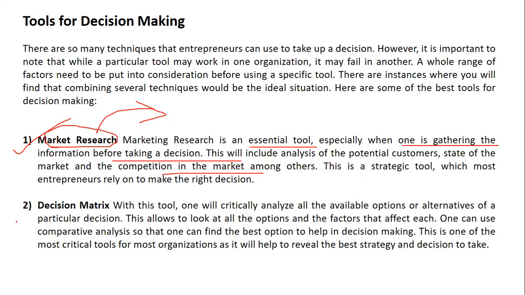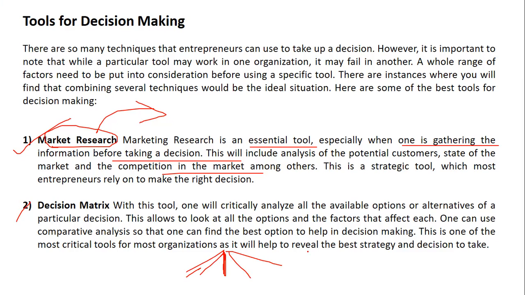Then going with the decision matrix. This is another tool which will help to critically analyze all the available options or alternatives for a particular decision. These tools allow you to look at all the options and factors that can affect the decision. Matrix means it will not give you only one way. All the options, all the factors, all the aspects will be taken into consideration, and that will help you to go for a comparative analysis in order to take the best decision.